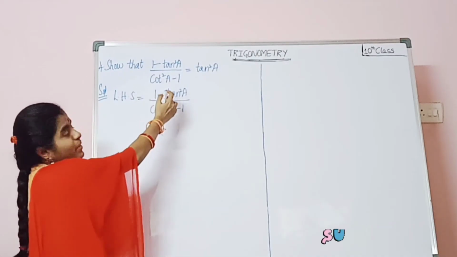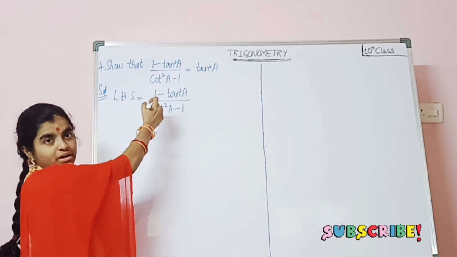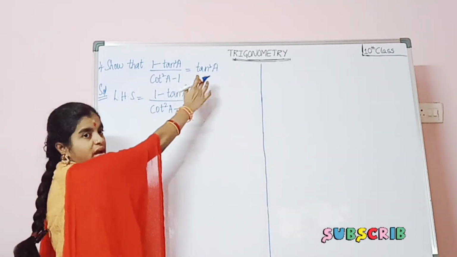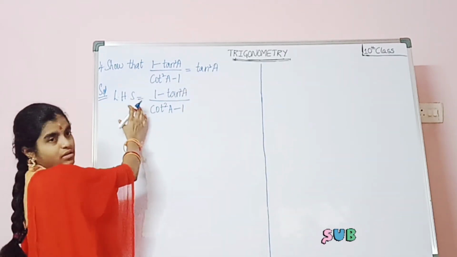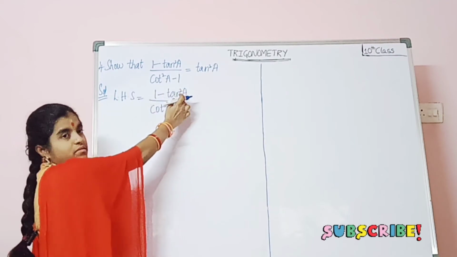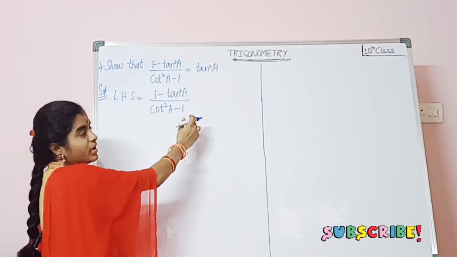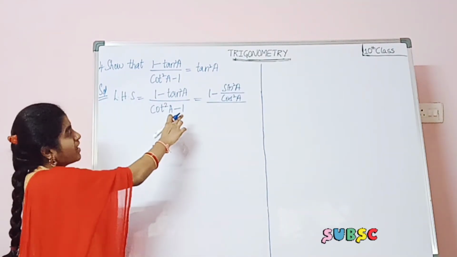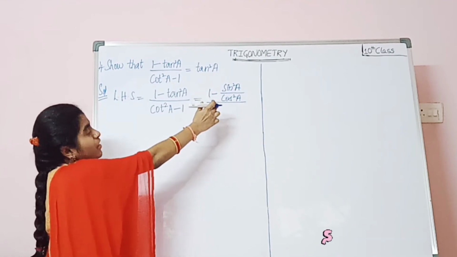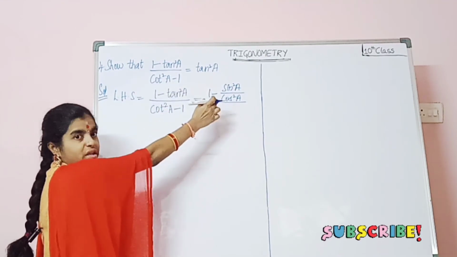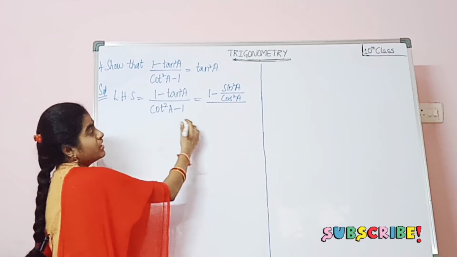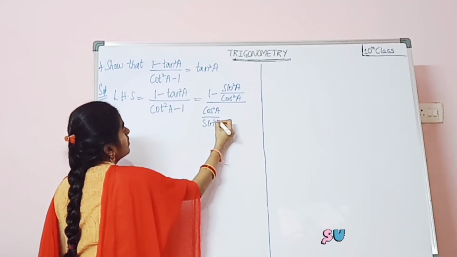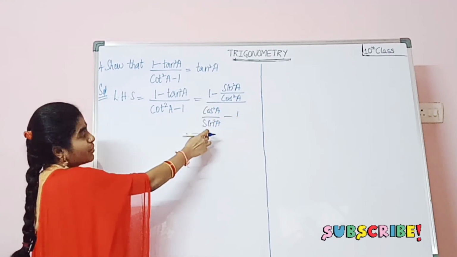Show that (1 minus tan square a) by (cot square a minus 1) equals, what do we have to show here? Tan square a. Now this is LHS: 1 minus tan square a by cot square a minus 1. Tan square a can be written as sin square a by cos square a, because here square is given. Now cot square a can be written as cos square a by sin square a.